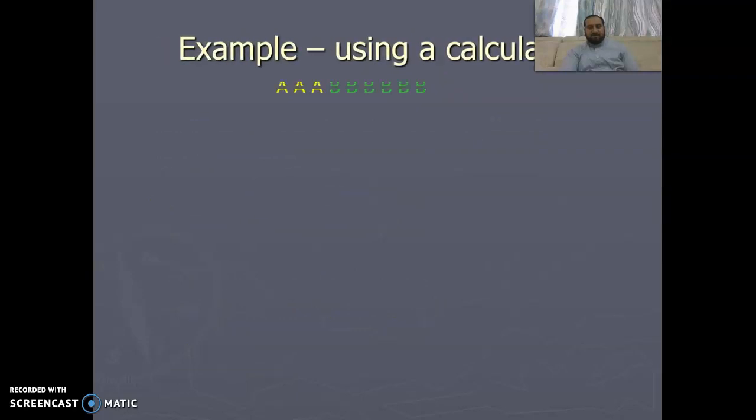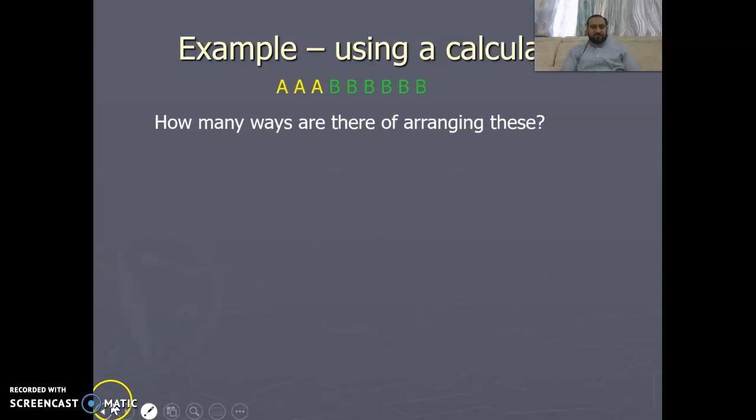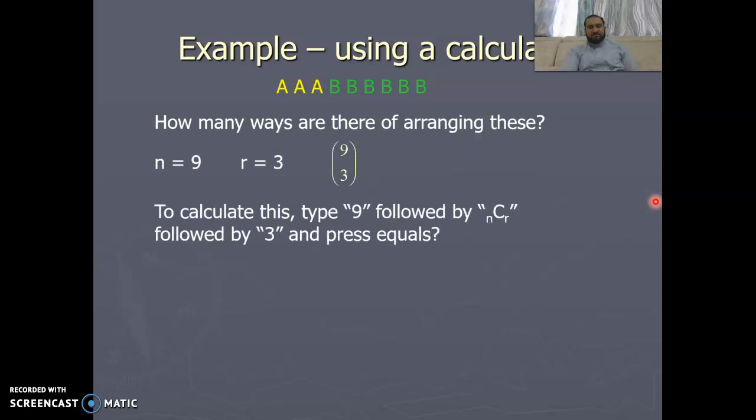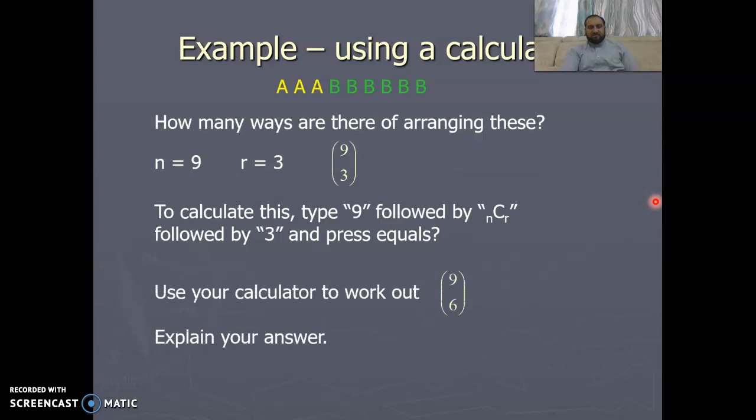Then we can use a calculator for this. In this example, we have two identical types of letters, A and B. How many ways are there of arranging these? n is equal to 9, r is equal to 3. So you can simply put it in your calculator: type 9, followed by nCr, followed by 3, and press equal. It will give you your answer at the end.